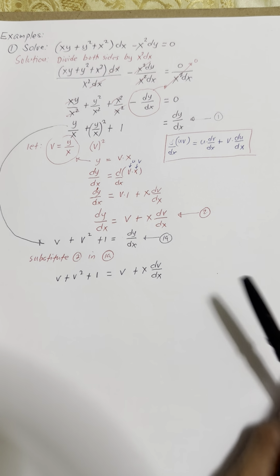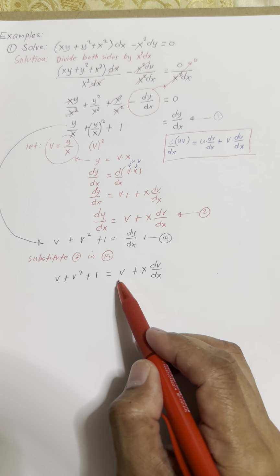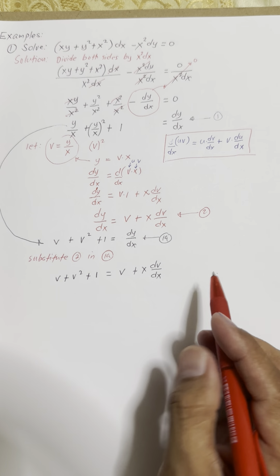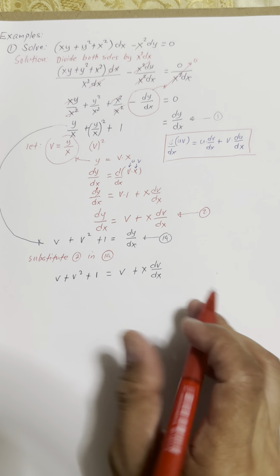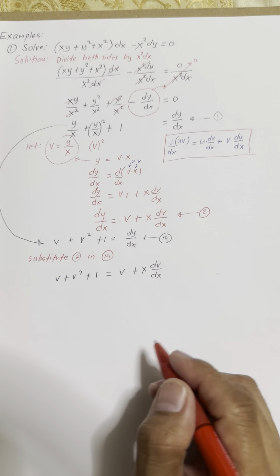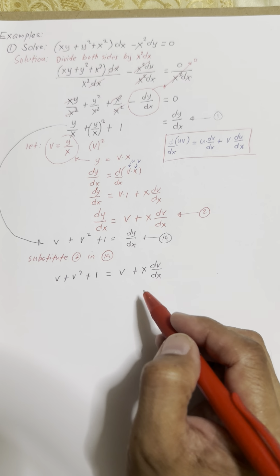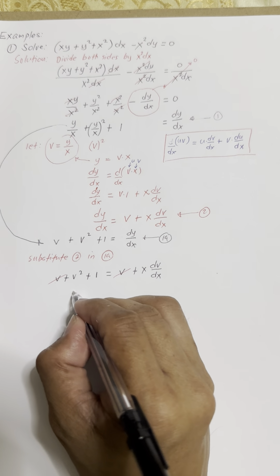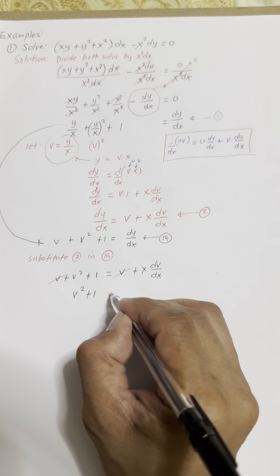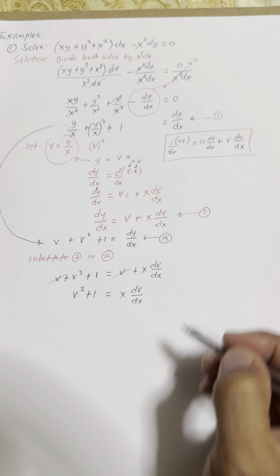And if you look at the terms on the left side and the terms on the right side, we have something in common. We have v on the left side, we have v on the right side. Then we can eliminate this v and this v, because if you subtract both sides by v, they will just be eliminated. So our equation becomes v squared plus 1 equal to x times dv over dx.